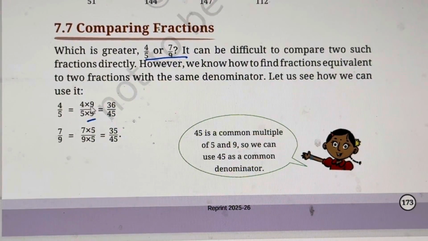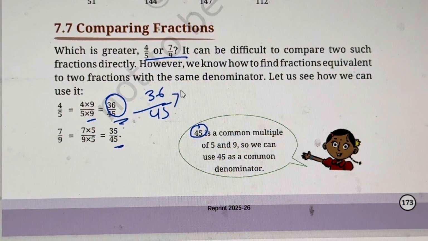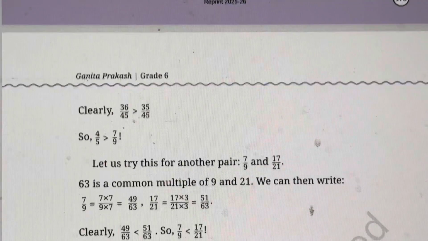Why we multiplied this with 9 and this with 5? Because 45 is the common multiple of 5 and 9, right? So that the denominator is same, 45 and 45, then it's easy to compare, and we can see that 36 upon 45 is greater than 35 upon 45, right? So when you make the denominators same, then it is very easy to compare fractions, right?